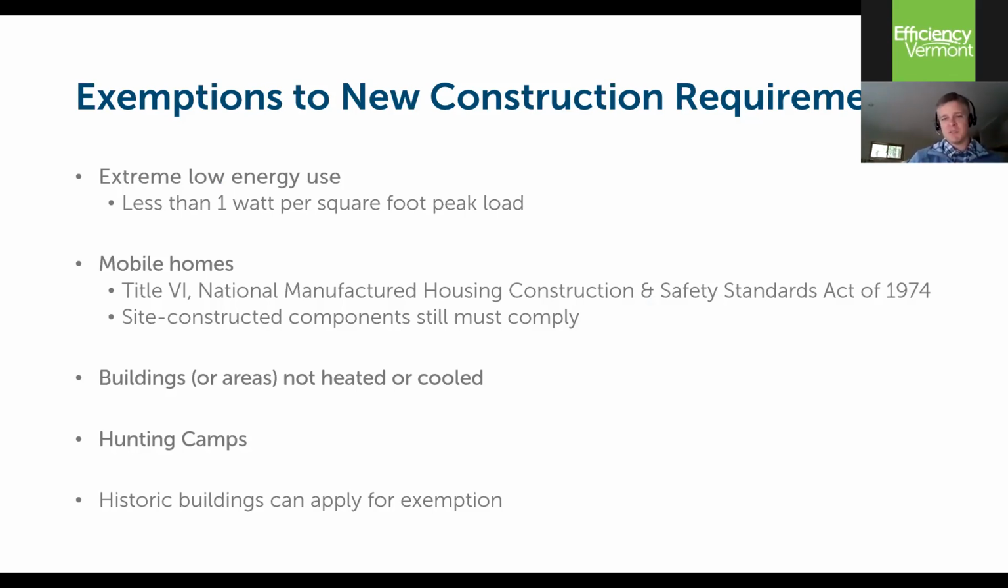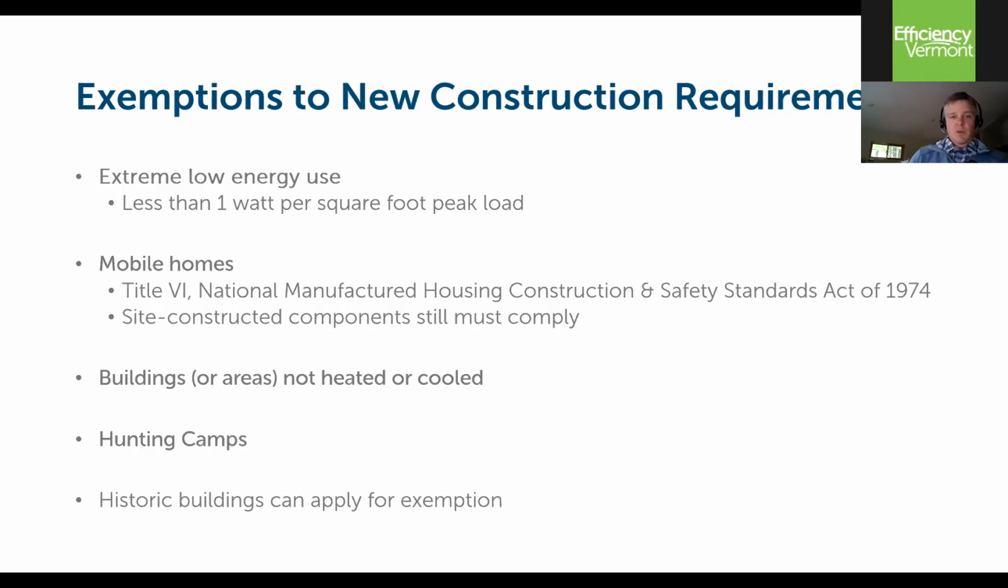Extreme low energy use. This is a carryover from previous versions of the code: less than 1 watt per square foot of energy load. This is not really achievable. In practical terms, for a 2,000 square foot house, this would basically let you run a microwave, a handful of light bulbs and a refrigerator, and that would be your maximum amount of energy use to avoid meeting the intent of the code. So, not really a viable exemption option.